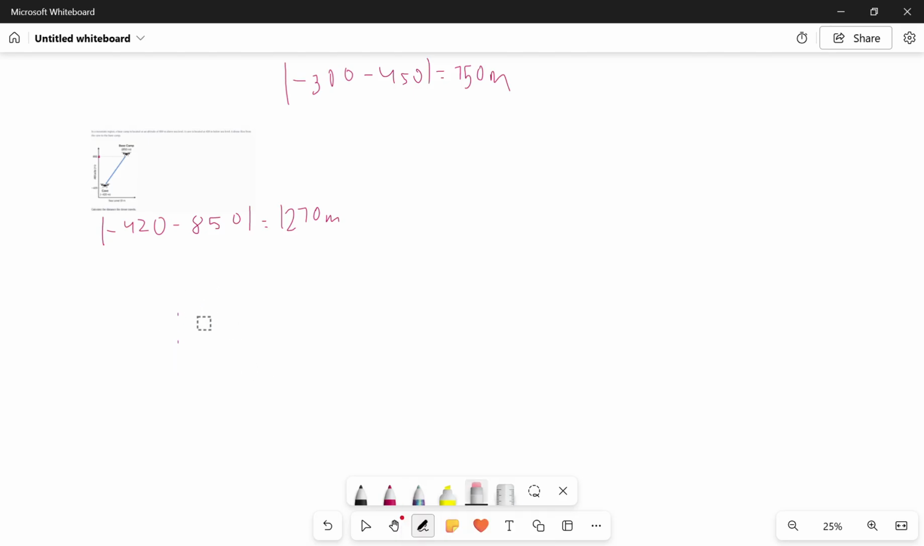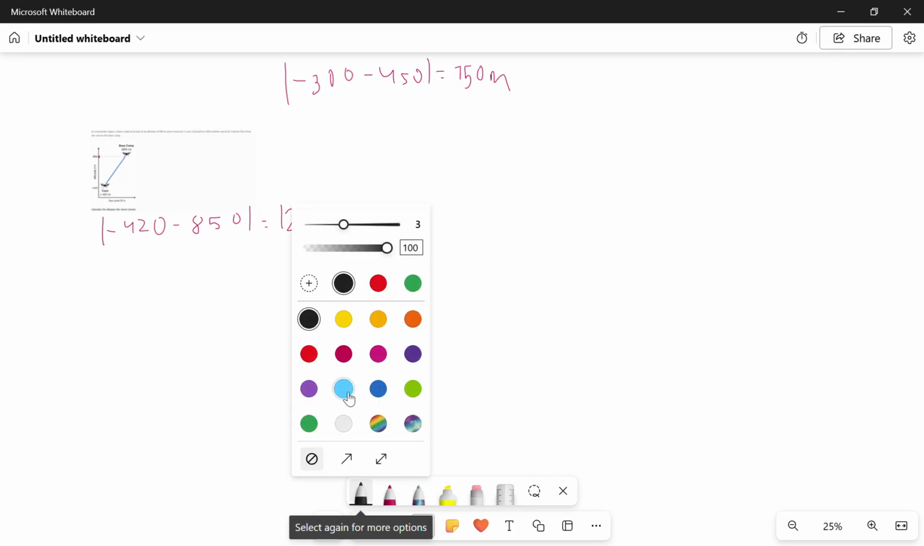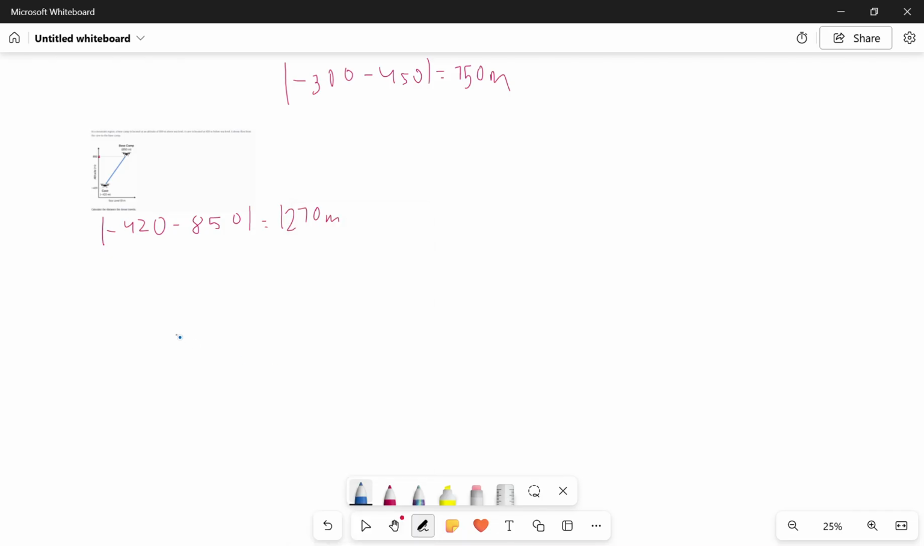I've used this color so much. Let's use a new color. Let's use blue.